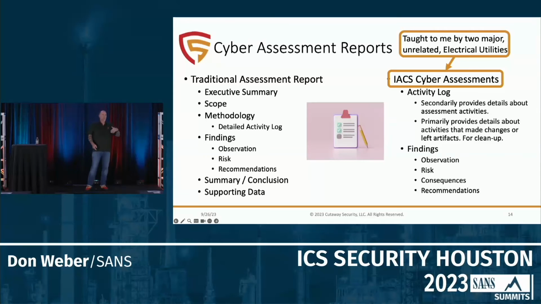What's the list of things that you did? And did you have an impact on the system? And did you change it back to the way it was supposed to be? Okay, so activity logs. And then a list of findings. The findings have the observations, the risks as we see them, and then the consequences as the team sees them. And finally, the recommendation.